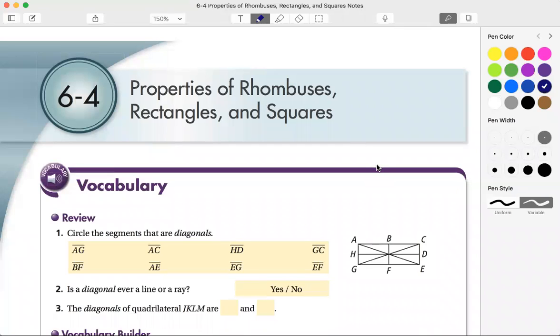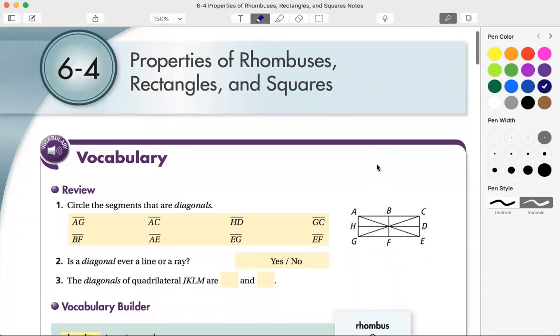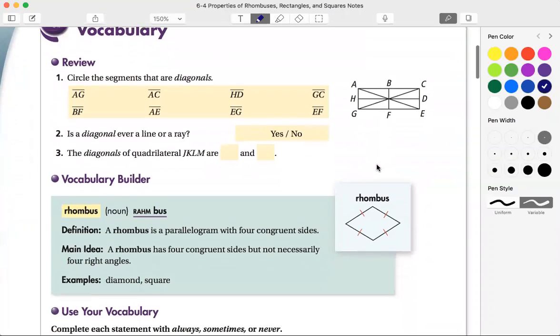All right, we have 6-4, properties of rhombuses, rectangles, and squares. Let's start off by circling segments that are diagonals. In this whole list, the diagonals are AE and GC. Is a diagonal ever a line or a ray? No. Diagonals of a quadrilateral JKML are JL and KM.